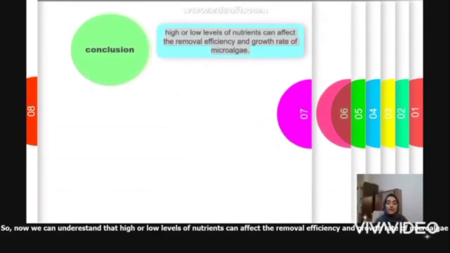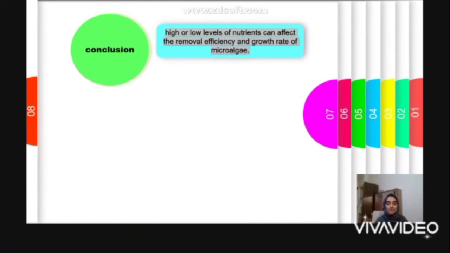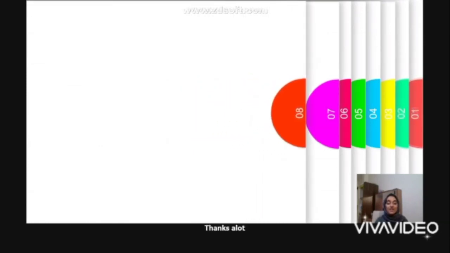So now we can understand that high or low levels of nutrients can affect the removal efficiency and growth rate of microalgae.